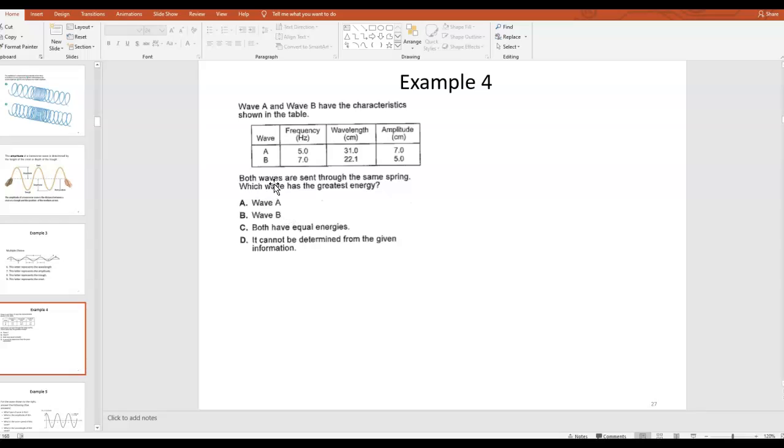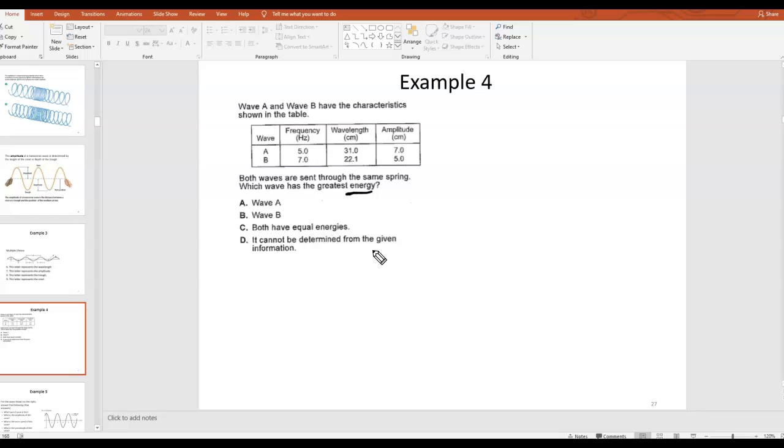Okay, example 4 says wave A and wave B have the characteristics shown in the table, and we're given the frequency, amplitude, and wavelength of wave A and wave B. Both waves are sent through the same spring. Which wave has the greatest energy? Okay, so pause it here and see if you can figure this out. The key word there is energy.